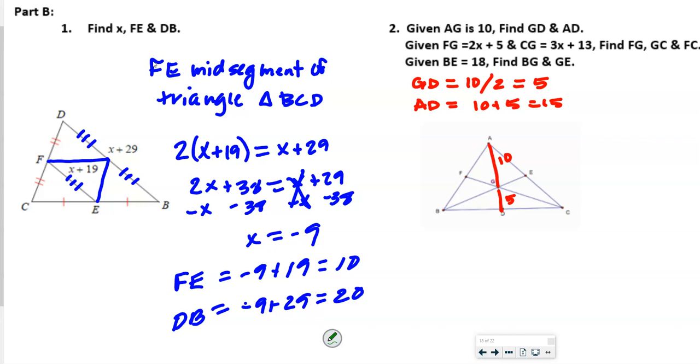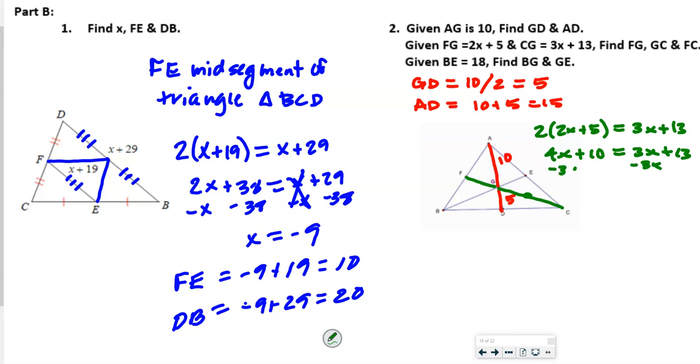Now, FG, how does it relate to CG? Okay, so it takes 2 of FG to get GC, right? So that's exactly what we're going to do. We're going to go 2 times 2x plus 5, and that's going to be equal to our 3x plus 13. We're going to solve for x, so this is going to be 4x plus 10 equals 3x plus 13. Subtract our 3x from both sides, so that's now gone from there, and this is x, and subtract 10 from both sides. So x equals 3.